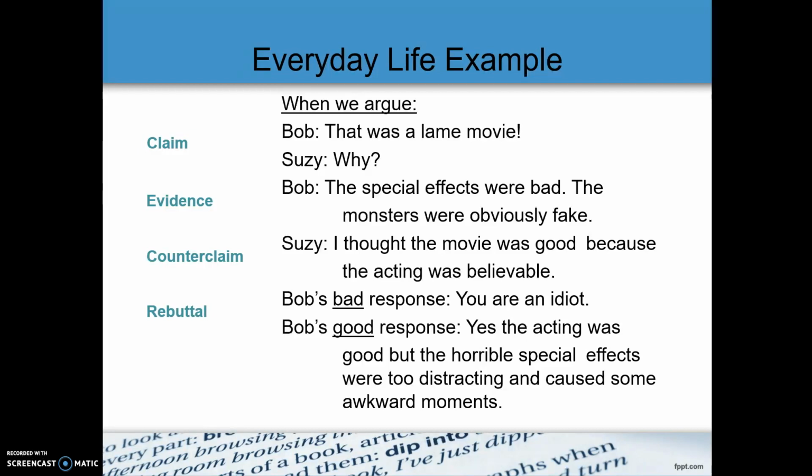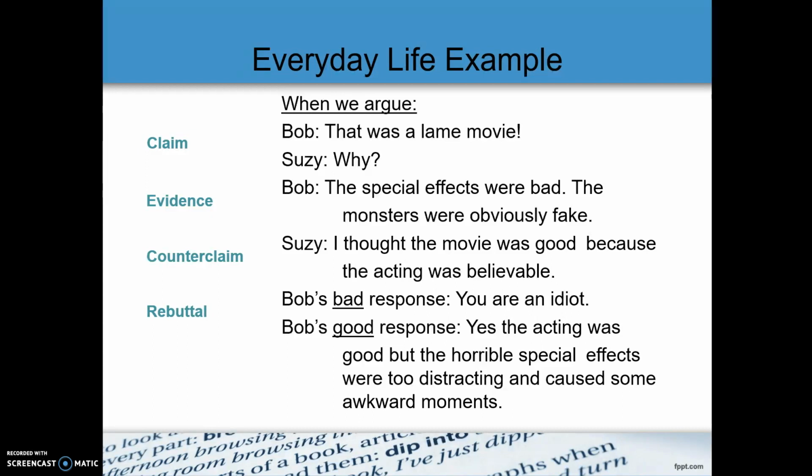So Susie says, I thought the movie was good because the acting was believable. So here in this case, Susie's thoughts and opinion is called counterclaim. Alright? And at last, rebuttal, which means Bob is going to stress his point again, his claim again.